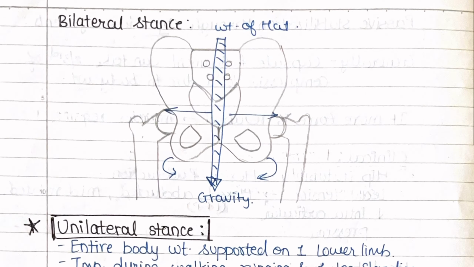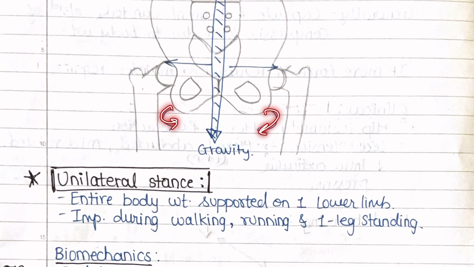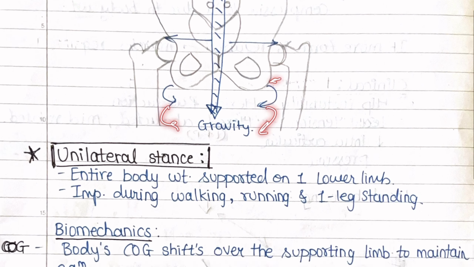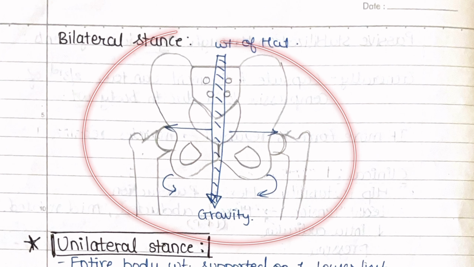Yes, now is the bilateral stance. As you can see, I have drawn a good diagram here, and you can see the force components. Here is the weight of HAT. HAT is head, abdomen, trunk; it is the abbreviation for that. This side force is acting, and here gravity is also acting, as well as the weight of HAT coming. This is the direction of the acetabulum, as I'm showing with arrows, as well as the head of the femur. So this is the diagram of bilateral stance.